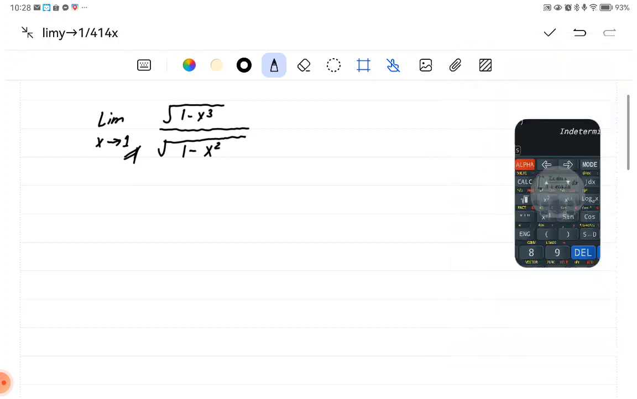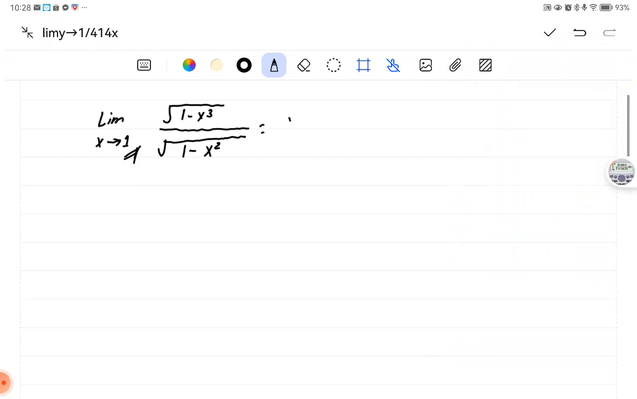So, when we directly substitute this, the answer will be 0. But there's a technique so that we can solve for this and have a value, by simply factoring out this one and then this one.